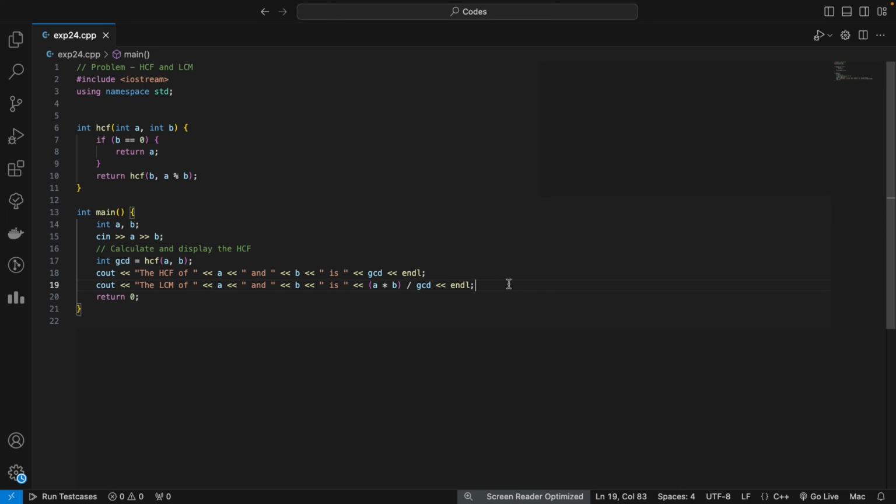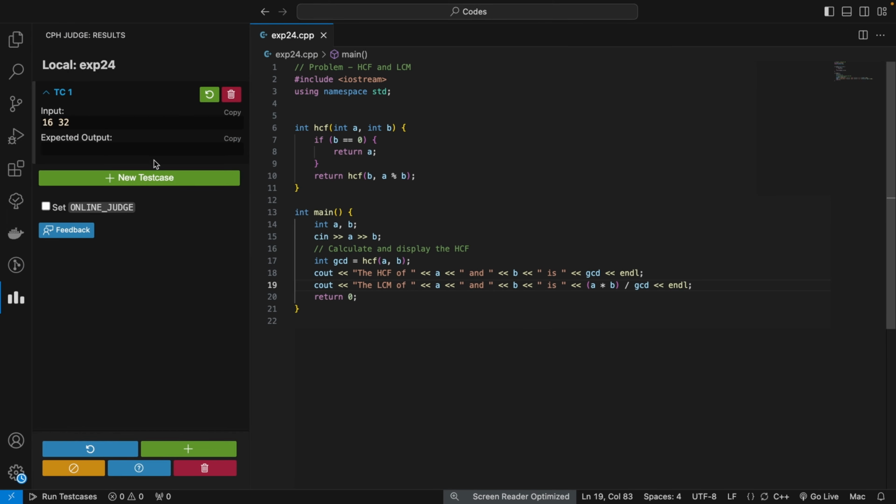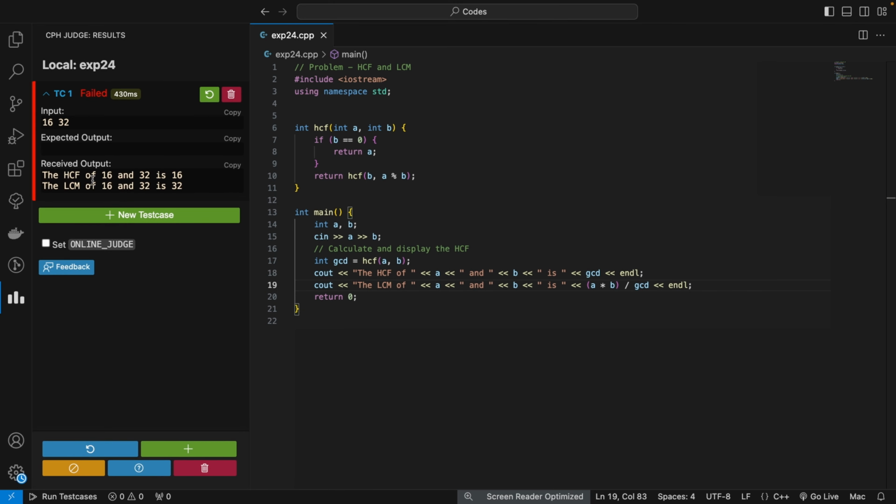So here I have written cout the LCM of A and B is A multiplied by B divided by GCD. Now let's say you give the input 16 and 32. If you try to run it, you will get HCF as 16, because the highest common divisor is 16, and the LCM is 32. If you try to give something like 4 and 12, the HCF should be 4 and the LCM should be 12. It's your time to do the code. Thanks for watching.